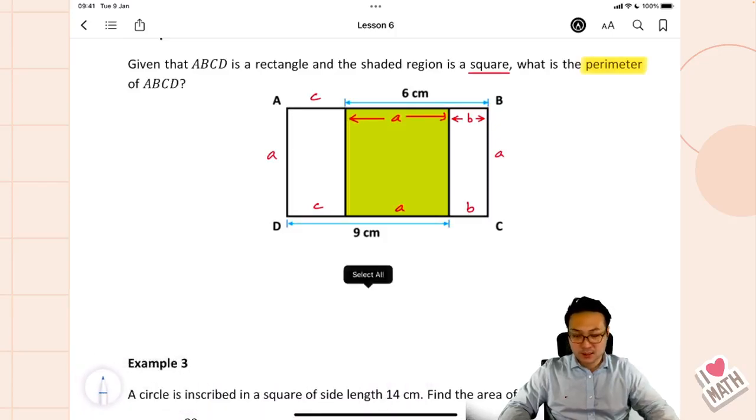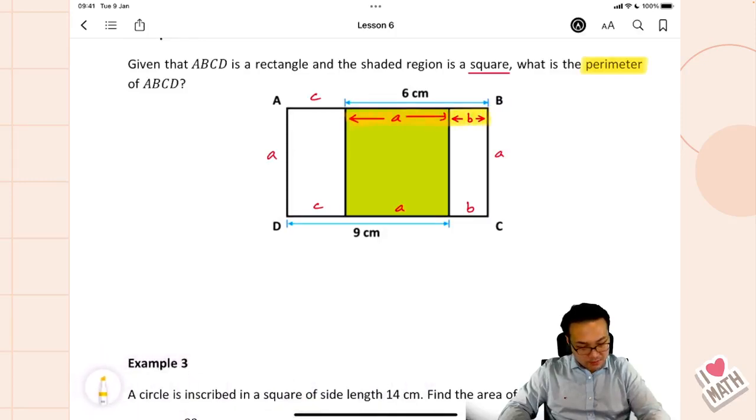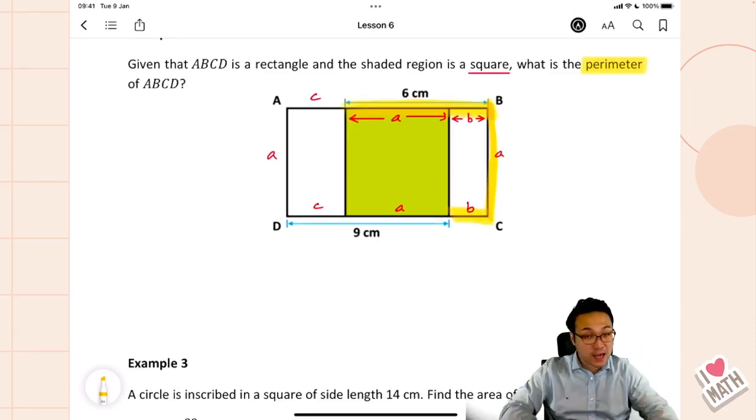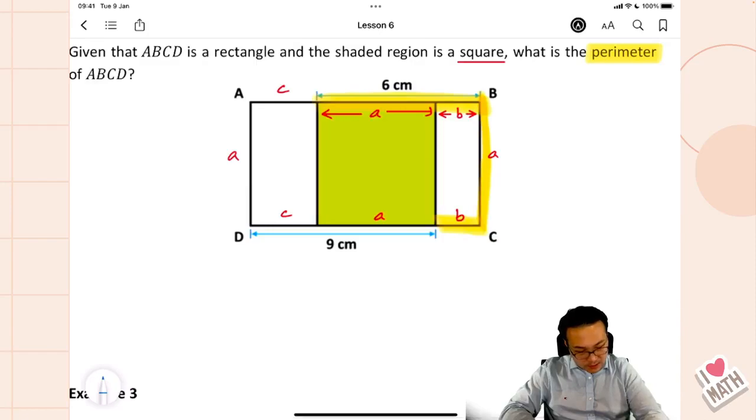What can we do, students? Do you notice that A plus B is 6 cm. Over here, 6 cm. What about the other A plus B? There's another A here, students. There's another B here. So A plus B is supposed to be 6 cm. So we have another 6 cm here, you know.